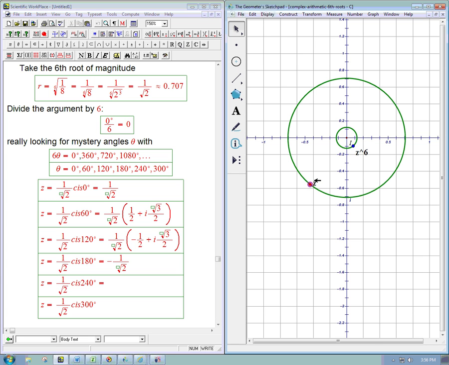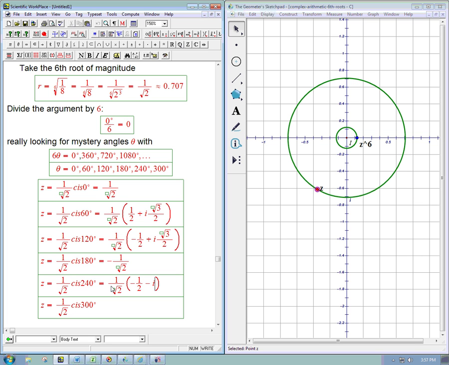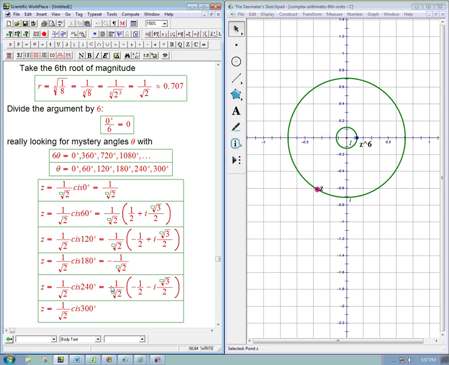240, that's the one down here. Got the blue dot in the right place. That's 240. That's just going to be the flipped version of this guy. And so that's 1 over root 2 times minus 1/2 minus I root 3 over 2. And this guy, that's going to be the real part is now positive 1/2, but the imaginary part is still negative.